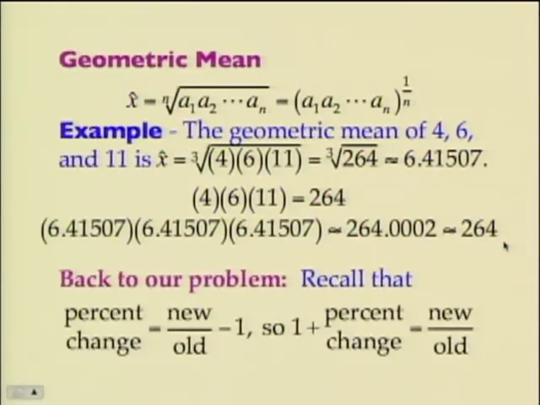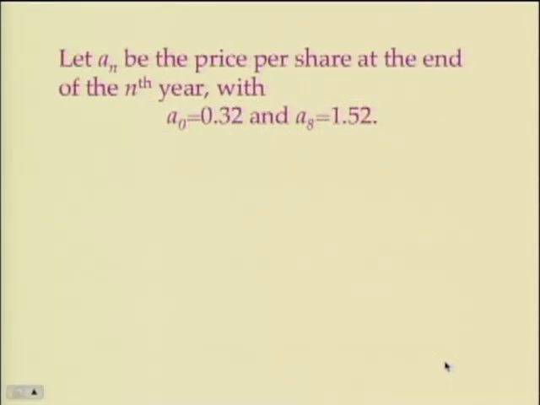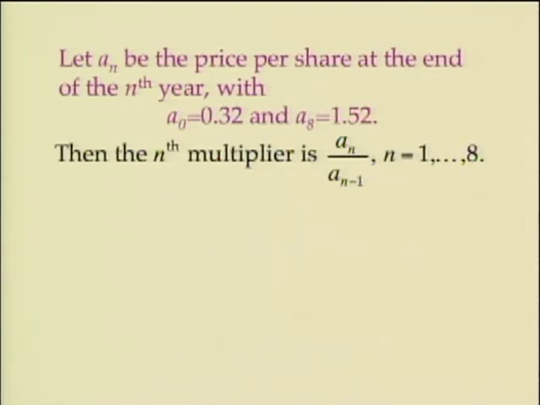Okay? So what we were doing is we were calculating percent change like this. We were actually taking 1 plus the percent change. Well, if I move this 1 over, then that's new over old. And so I'm going to be a little vague here and just say, well, okay, let A sub n be the price per share at the end of the nth year. And I'm not going to make up numbers this time. Each time, this A sub n over the last number will give me the multiplier for that year.